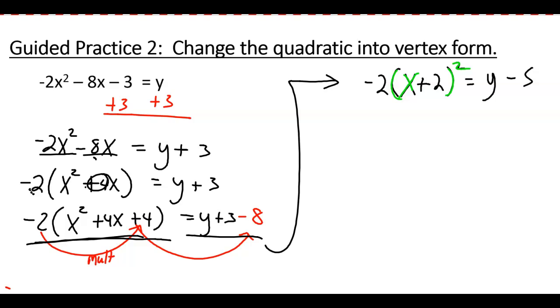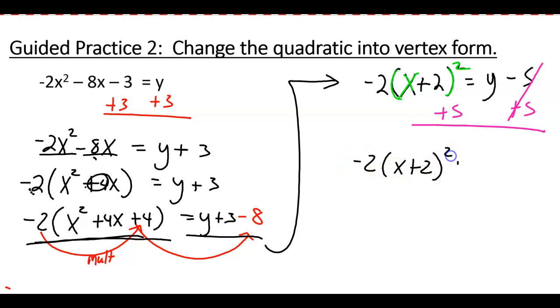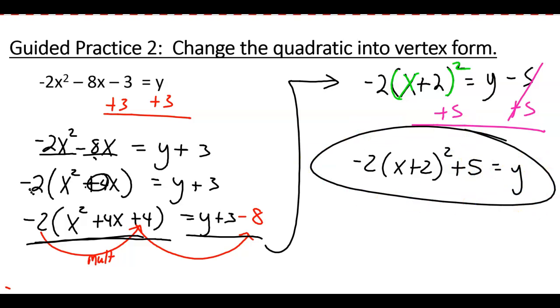All right. I'm going to ask Alondra, what's the last step? Add 5. Okay. So add 5 on both sides. Okay, we're done. That's vertex form.